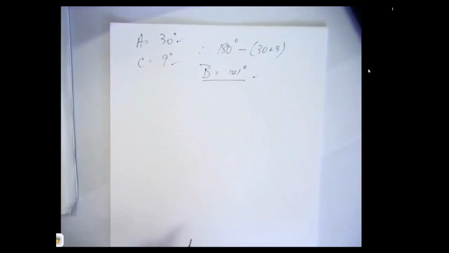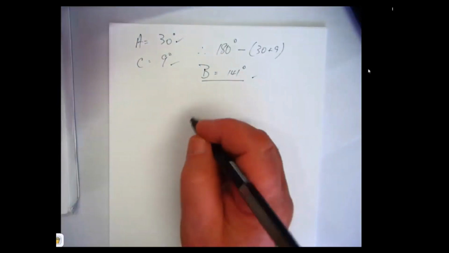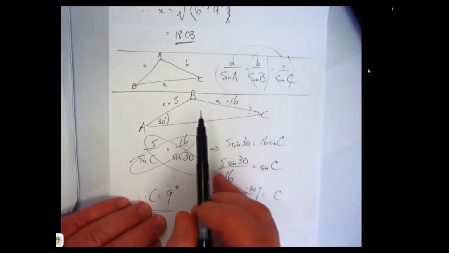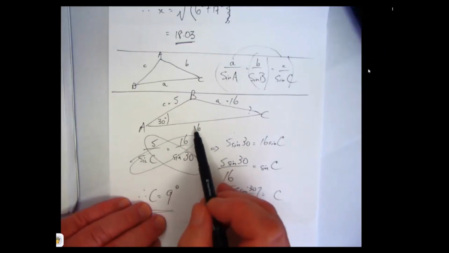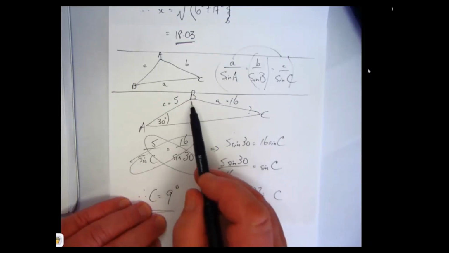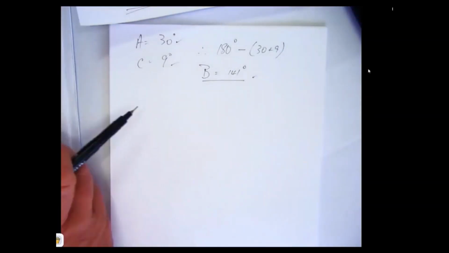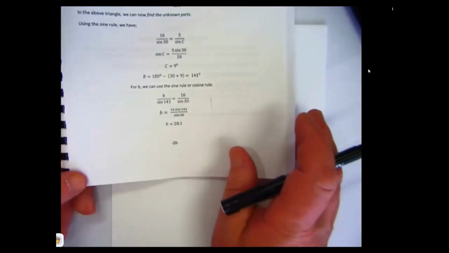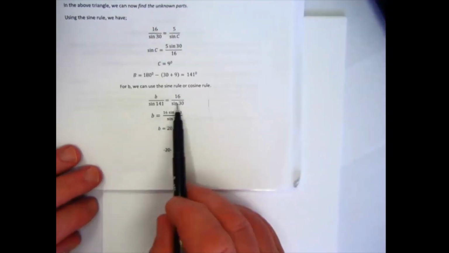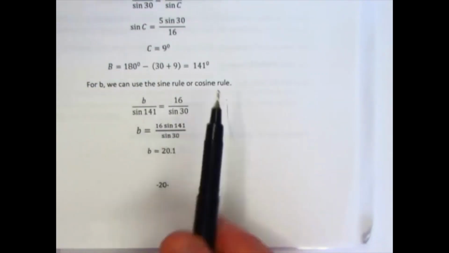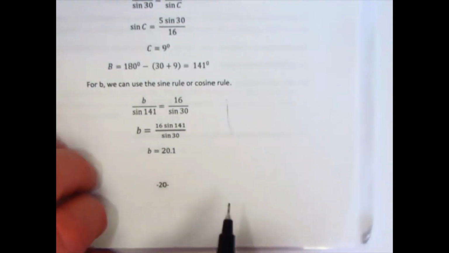Now, for side B, if we go back to this problem here, we need to find side B. You can either use the sine rule, because B is opposite this angle, and we know this one now, or you can use the cosine rule. At the bottom of the page, just to remind you, very quickly I've used the sine rule, 16 over sine 30 equals B over sine 141, and we find that B equals 20.1.